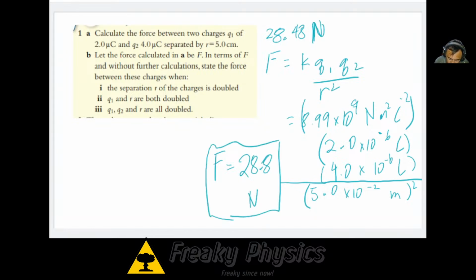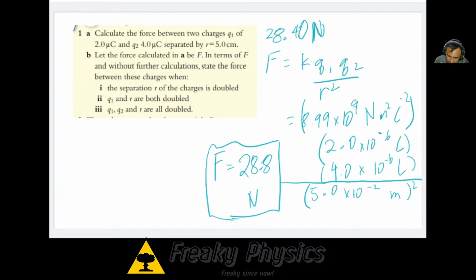What do you think? Yeah, this is the answer. 28.8? Why do you have 48? Why did you get 48? Or maybe I misheard you. Was that 28.8 what you said? No, I got 28.48. Okay. All right.